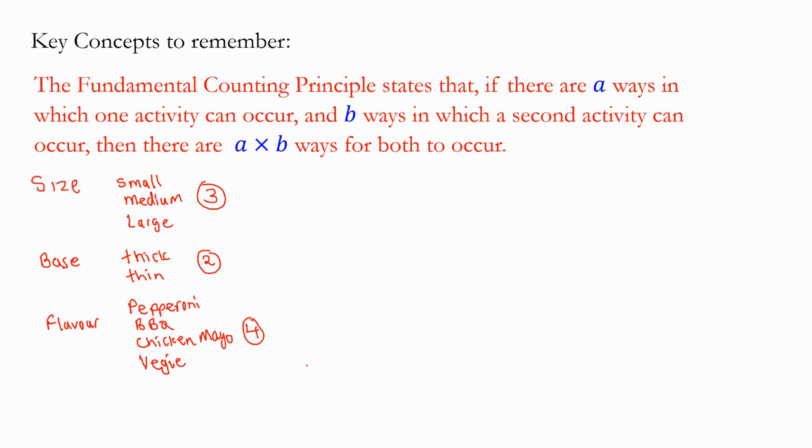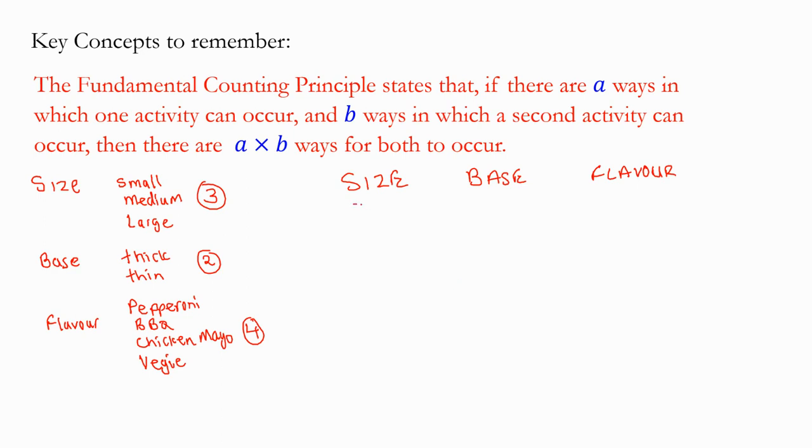So now let's go back to the thing. The fundamental counting principle states that if there are A ways in which one activity can occur and B ways in which a second activity can occur, then there are A times B ways for both to occur. But now we have 3 activities here: the size, the base, and the flavor. Remember, we can also do this using the tree diagram and see all the possible outcomes, but it's going to be too much, so it's better to use the counting principle.